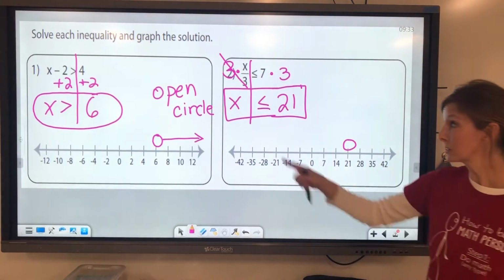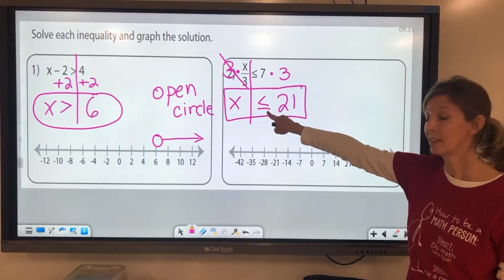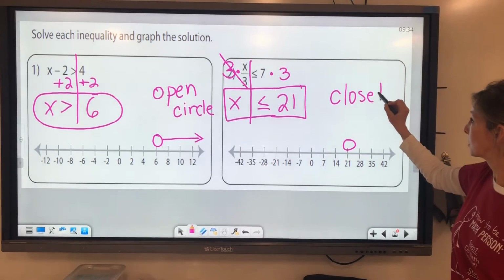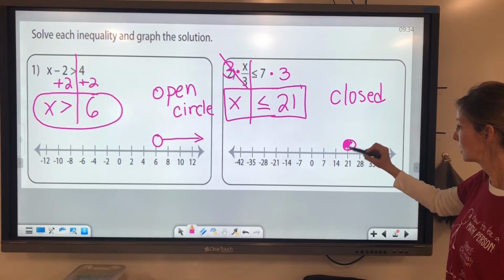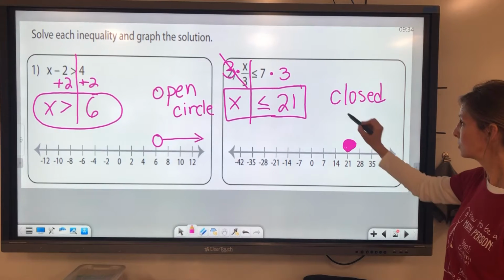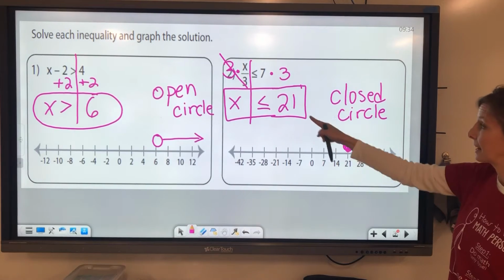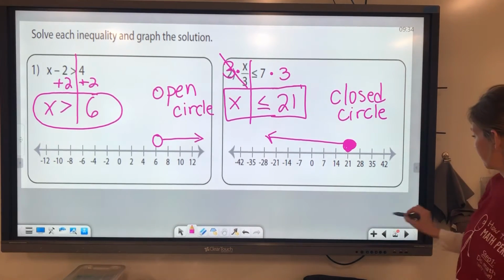Now is it an open circle like we had over here, or is it a closed circle? Well, we have the or equal to. If you have the or equal to, we're saying our solution can include the 21. So it is a closed circle, okay? We're including that. And again, it's less than, so we're moving to the left.